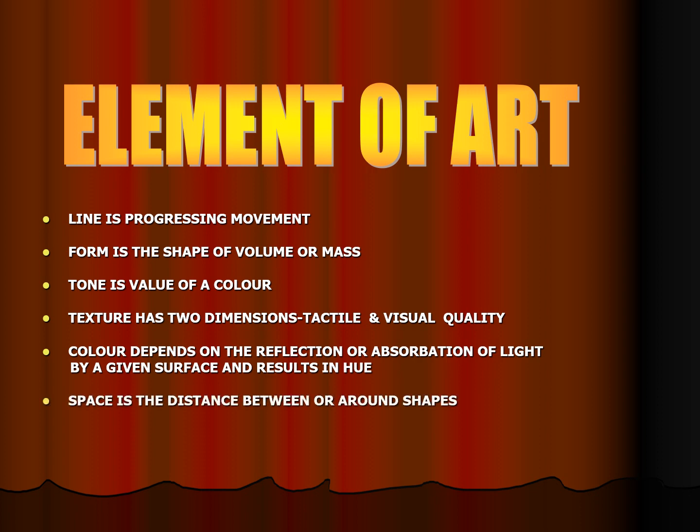Then color. Color depends on the reflection or absorption of light by a given surface, and the result is hue. Space is the distance between or around shapes.